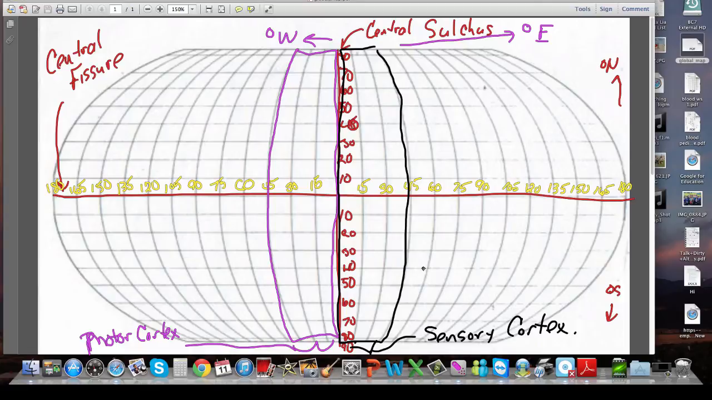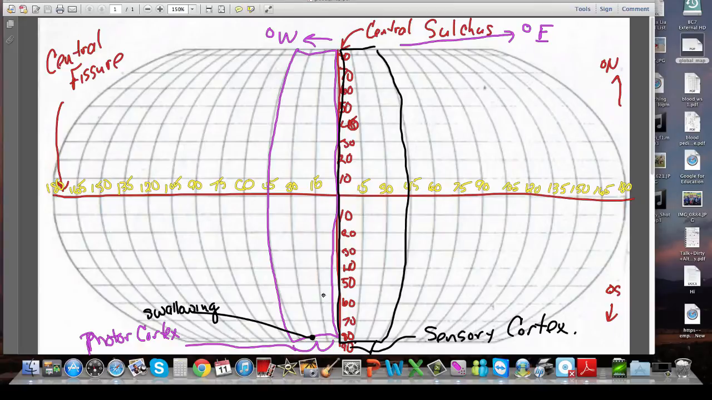Swallowing. Swallowing happens at 30 west and 80 south. So we need to find 30 west. That's this line right here. And 80 south, here's 10, 20, 30, 40, 50, 60, 70, 80 would be right there. So we put a mark there, a line out, label it as swallowing. So that's the muscle area of your brain that makes the muscles work for swallowing.